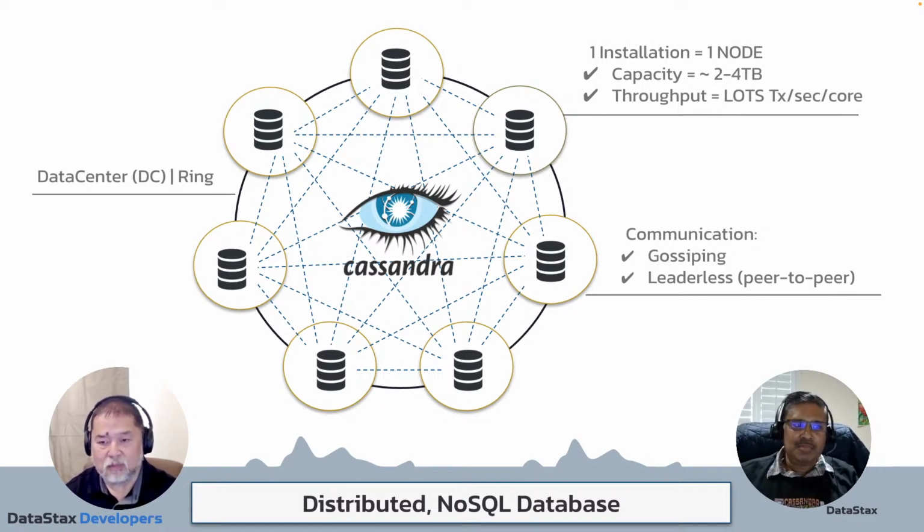Here, Cassandra is a peer-to-peer technology. It uses a gossip protocol to check the cluster health or the node health. And since it is a peer-to-peer technology, it's leaderless. The downtime is approximately none.